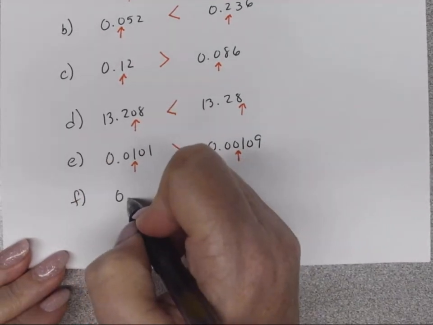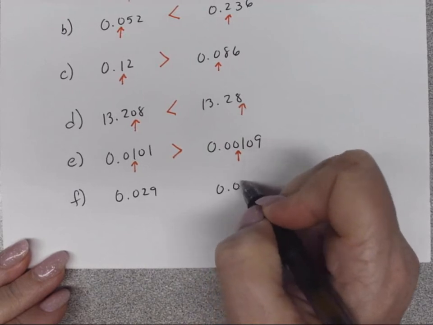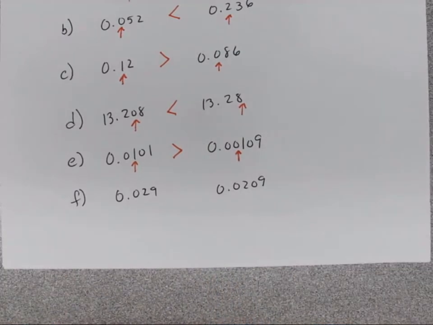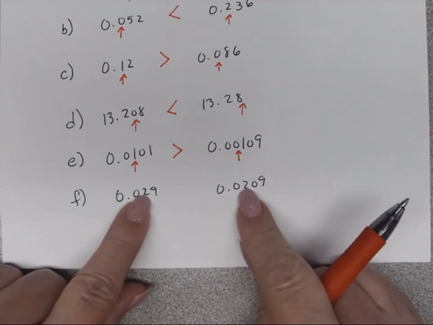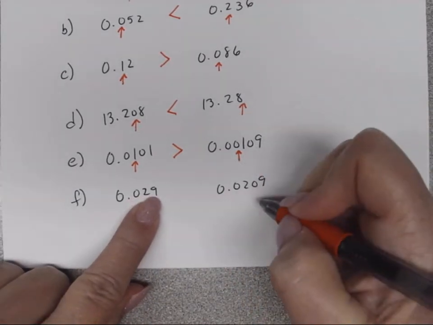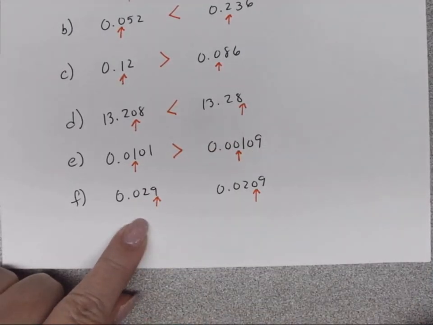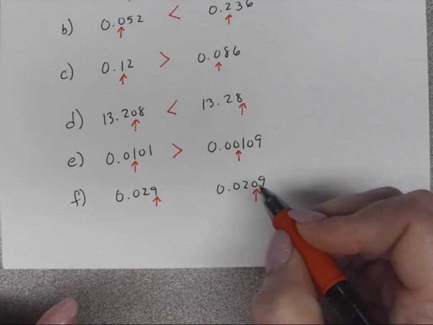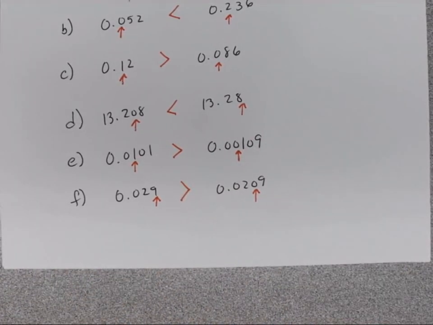If we have 0.029 and 0.0209, so they look similar, but as we follow again, same, not the same. So we're looking at this digit and this digit. 9 is greater than 0, so this number is greater than that one.